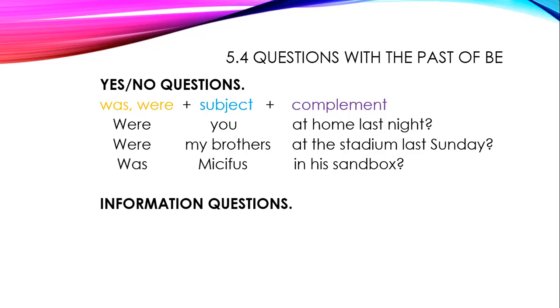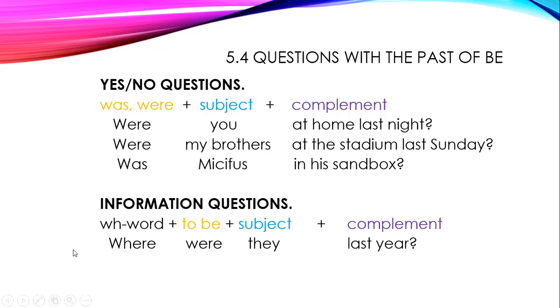Now, the WH question or information question. In this case, we have a WH word. Listen, this is very important because according to the WH word, you answer. If the question is what, you answer with a thing, una cosa, un asunto, un volado, como decimos en El Salvador. When we say when, we use time. When we say where, we use place. When we say who, we're asking about people, right? So remember that. Where is a place. So where were they last year? I'm asking about a place. And then you say, they were in Guatemala, for example, right?